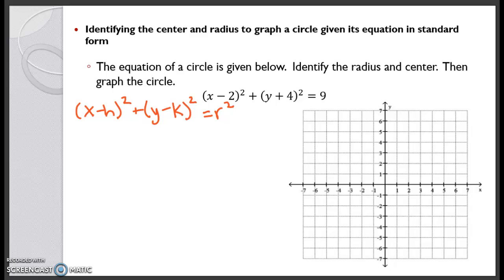R squared in this case is 9. So r squared equals 9. Take the square root of both sides, which means r is going to equal 3. So our radius is 3.